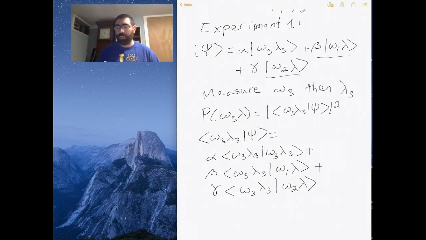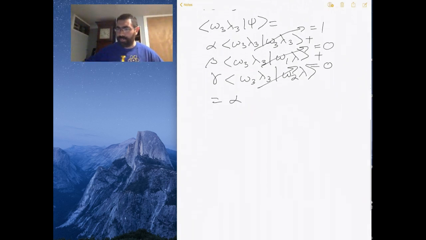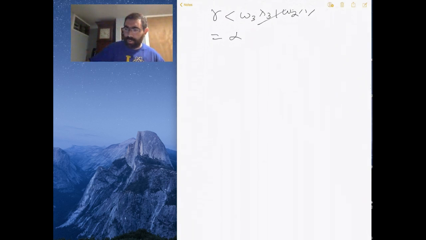So since these states are orthonormal, the first one is equal to 1, the second one is equal to 0, and the projection of the third one is also equal to 0. So in the end, what we're left with is alpha. So we've selected that omega 3 lambda 3, and that gave us a factor of alpha, so that if we square it, then what we get for our probability is alpha squared.